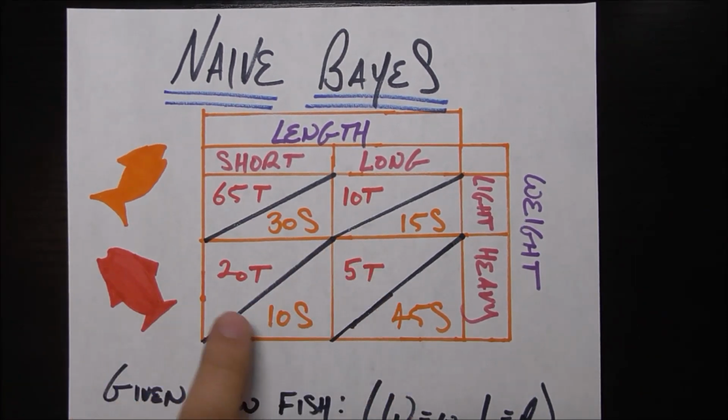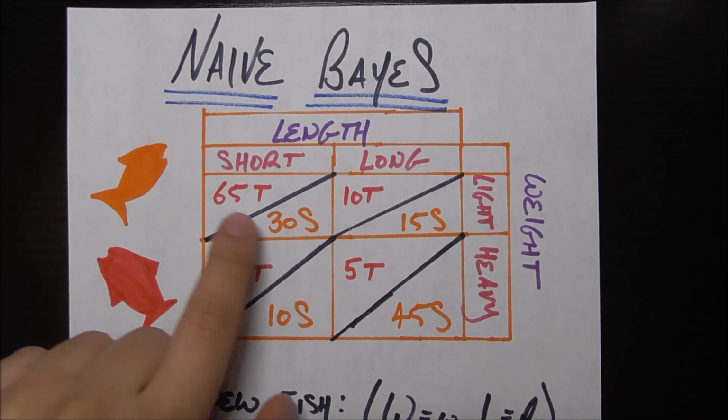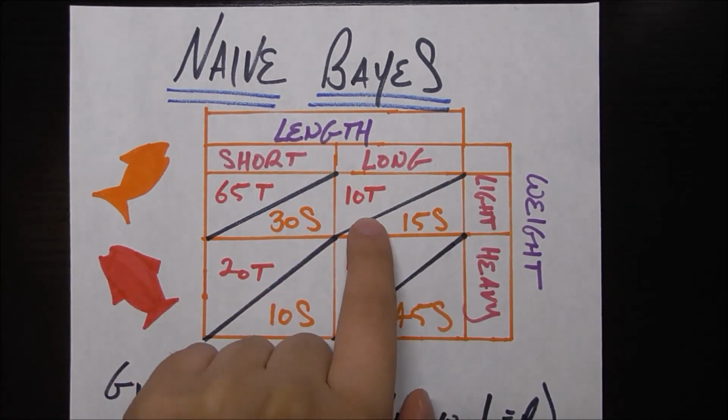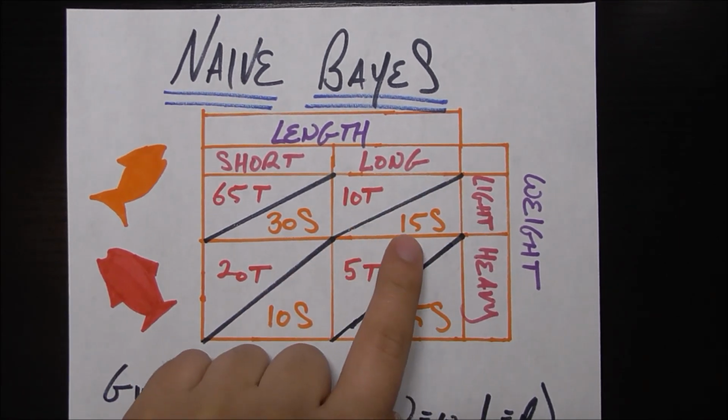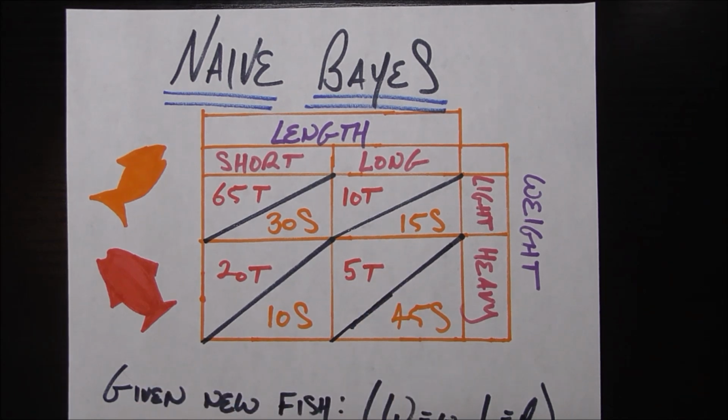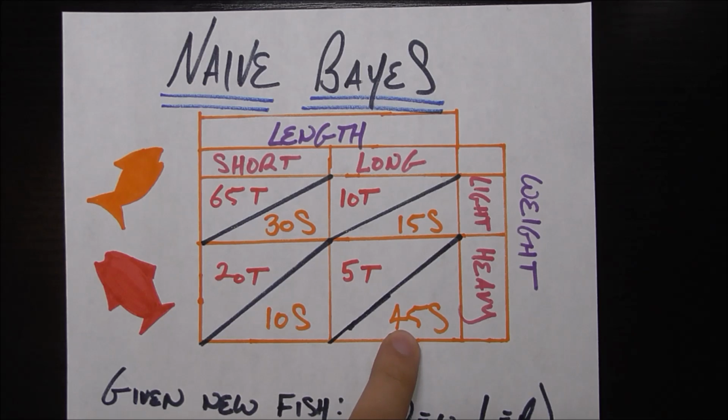the top of each cell is how many tuna are in that category. So we have 10 long and light tuna, for example, and the bottom of each cell is how many salmon we have in that category. So we have 45 long and heavy salmon, for example.